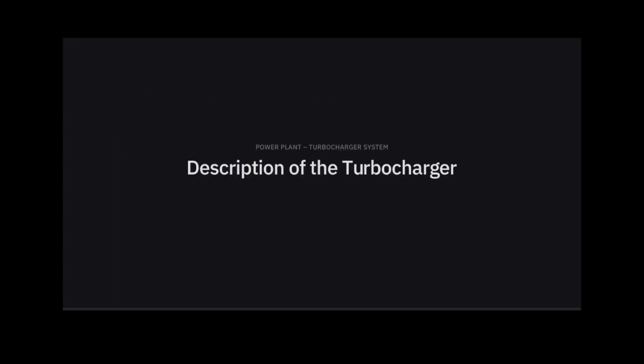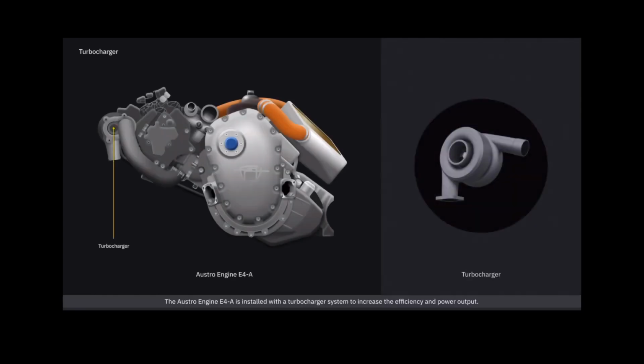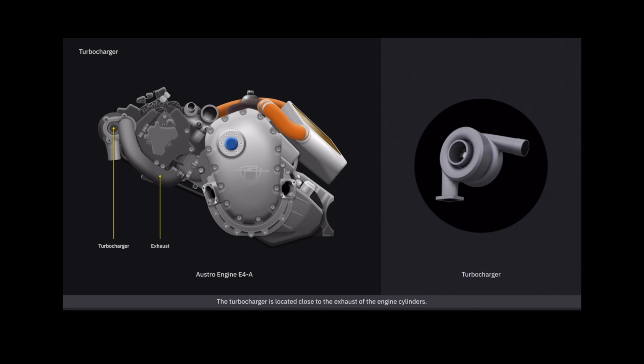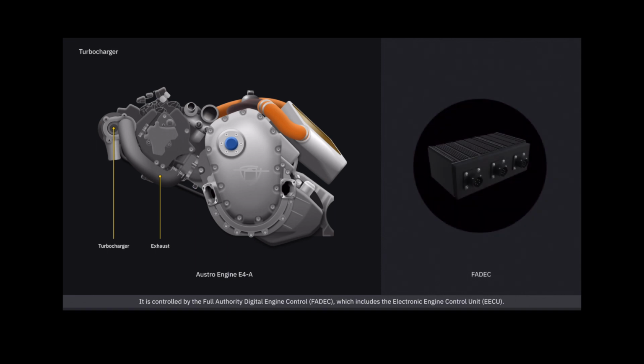Description of the turbocharger. The Austro engine E4A is installed with a turbocharger system to increase the efficiency and power output. The turbocharger is located close to the exhaust of the engine cylinders. It is controlled by the full authority digital engine control, which includes the electronic engine control unit.